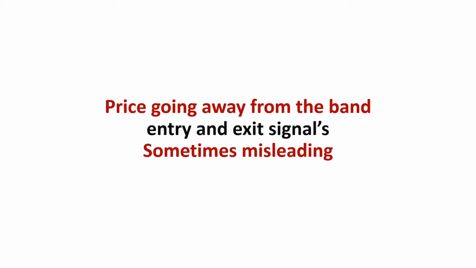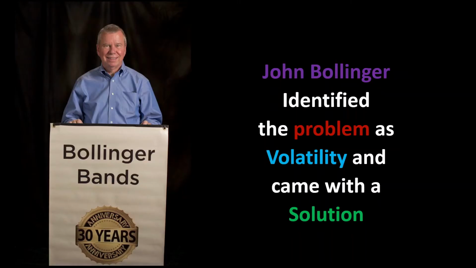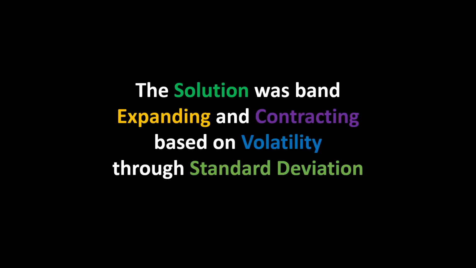But then a solution for this was found by John Bollinger. He identified the problem as volatility and came up with a solution. That solution is the Bollinger Band, which most probably we know now. The solution was bands expanding and contracting based on volatility. He measured it through standard deviation. He wanted a band which contracts when there is less volatility and expands when there is a chance of high volatility, so it adapts.